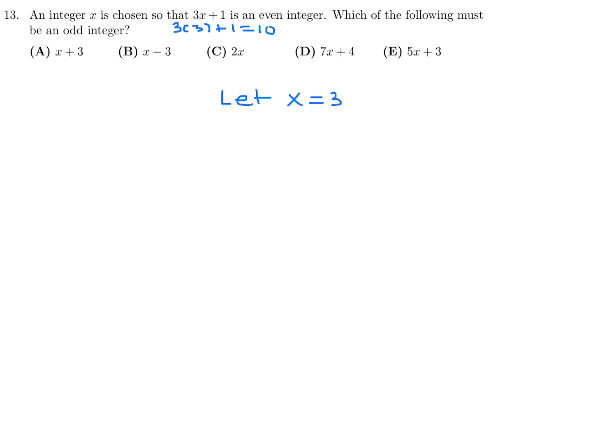Okay, so now let's plug x equals 3 into each of the answer choices and see which one turns out to be odd. x plus 3 is 6, x minus 3 is 0, 2x is 6, 7x plus 4 is 25, 5x plus 3 is 18. Now, which one of those is odd? Well, it's that one right there. So number 13, the answer is D.